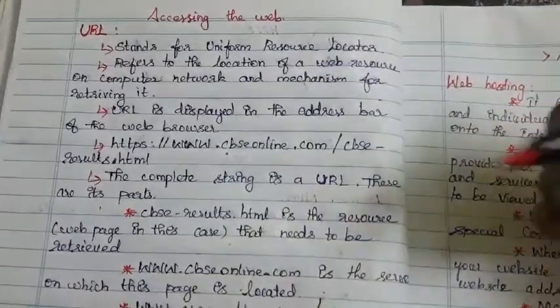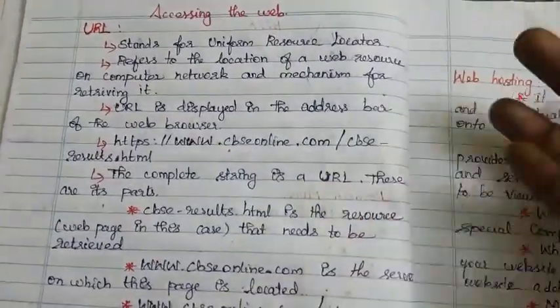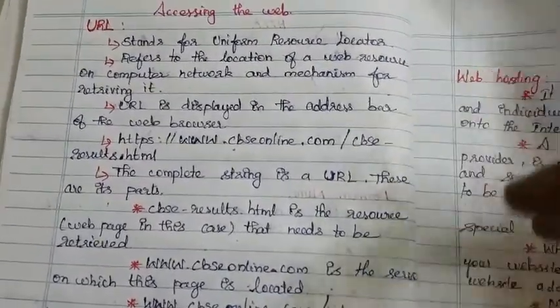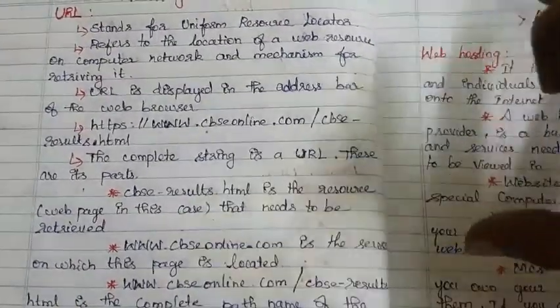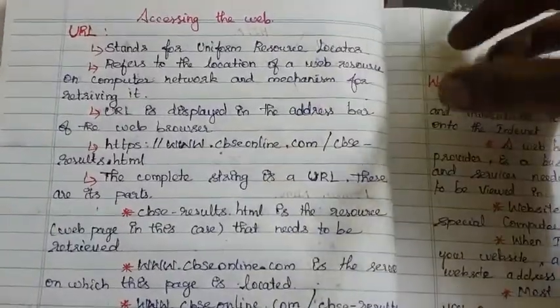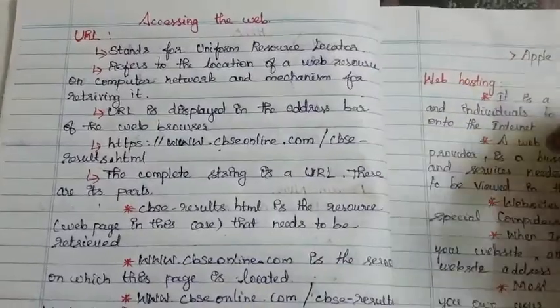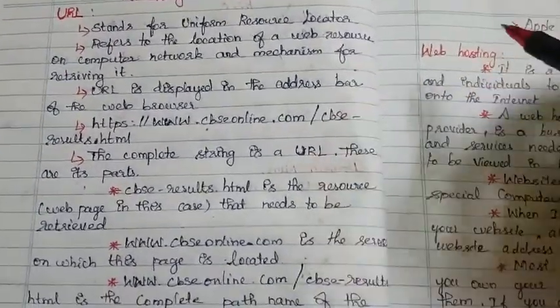We know that all the web pages are stored in the web server, and whenever the client requests that web page, the server will provide the resources to the client. So this URL is used to refer to the location of the web resource where it is stored. From there it will retrieve it and give it to the client. So the URL is displayed in the address bar of the web browser.